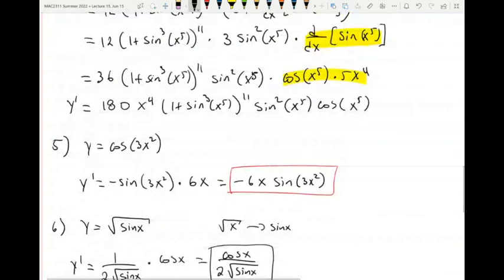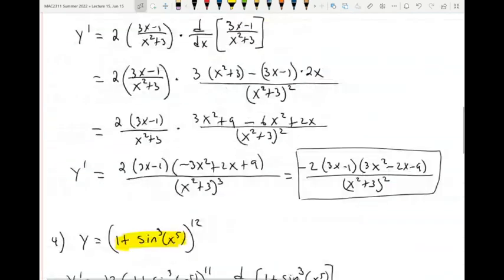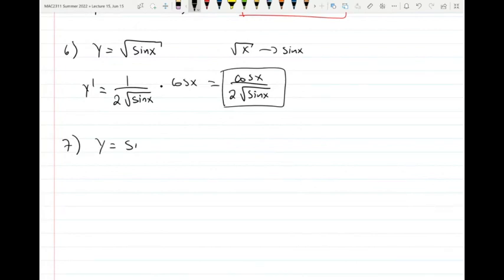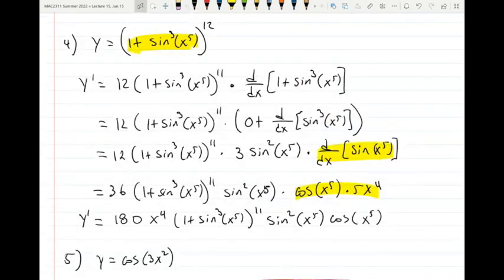That was number 7. Sine cube of 4x. Okay. So here, this one I'm going to do the long way. Well, I already did the long way in the previous one. I mean, this is basically the same as what we did for this one. Right? The sine cube of x to the 5. Here we have sine cube of 4x. Basically, the same idea.